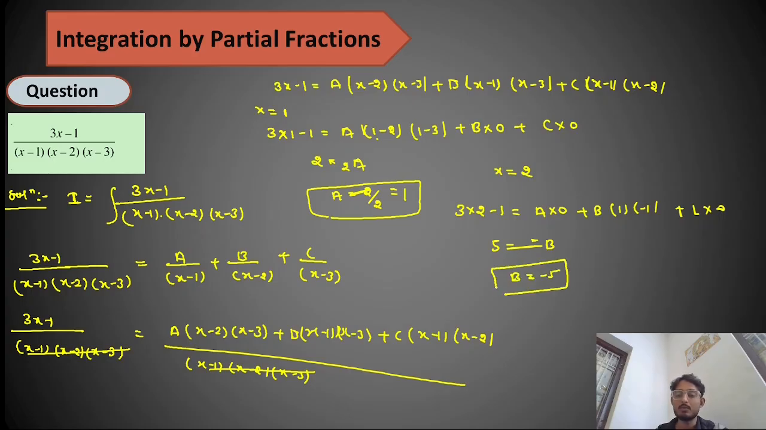Now you have the values of A and B. Now you have to find the value of C. To find the value of C, you will put x equal to 3. When you put x equal to 3, the A term will be cancelled out, since 3 minus 3 is 0. The B term will also be cancelled out, since 3 minus 3 equals 0. So here you will get 3 into 3 minus 1, which means 8, equal to C times (3 minus 1), which is 2, and (3 minus 2), which is 1, so 2 times C, and C equals 4.